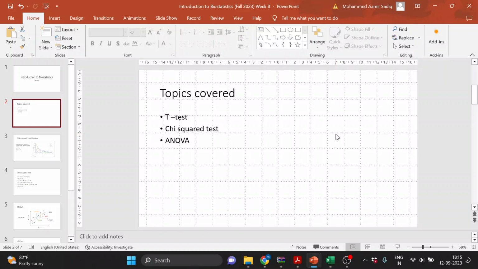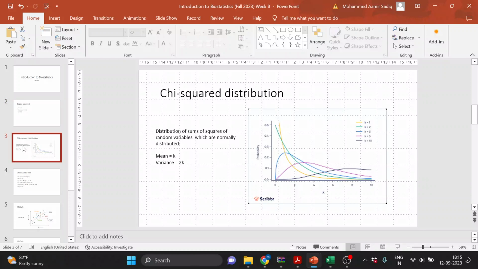ANOVA is an extension of t-test when you apply the statistical test over many groups. When you want to check whether across groups there is a difference or not, and the number of groups is more than two, you start using an ANOVA. So before we go to ANOVA, let's talk about chi-square distributions.